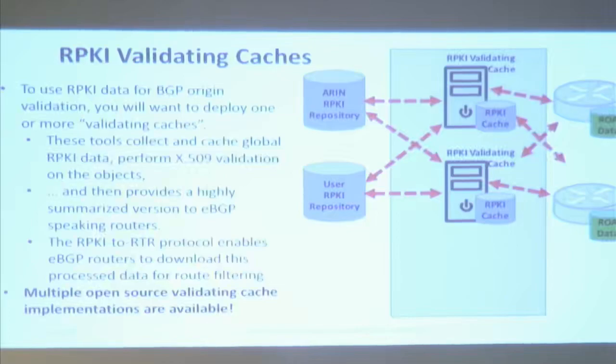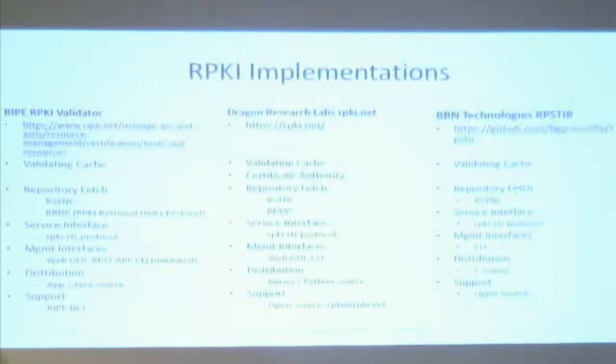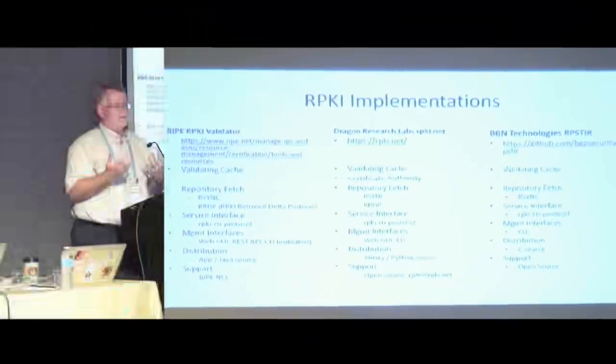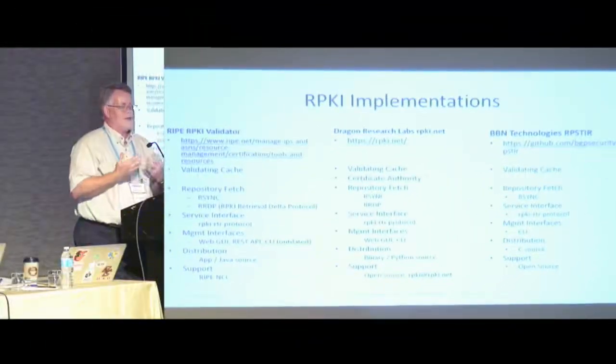So there's multiple open source implementations of validating caches. In the interest of time, this is the one piece of technology that we chose not to have the implementers come up. I'm not the implementer of any of these, but we decided to try to provide a brief summary of their relative features, right? So we have this taxonomy that looks at each of the RPKI validating cache implementations.